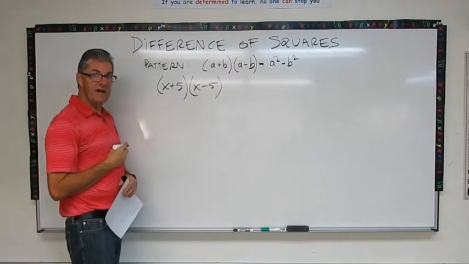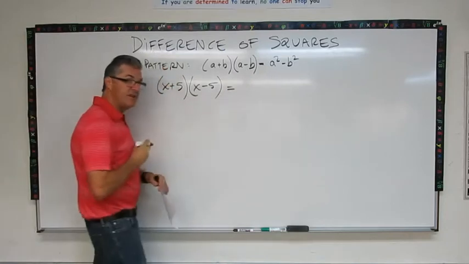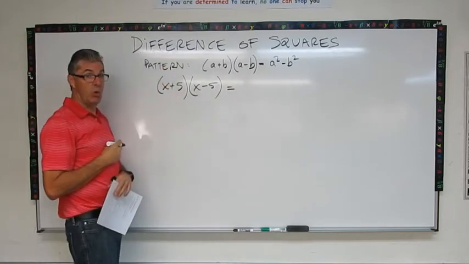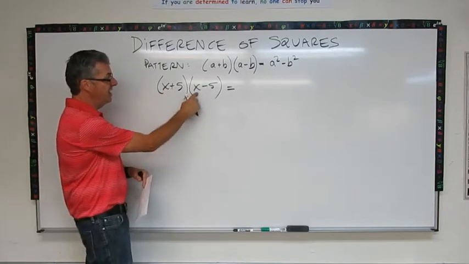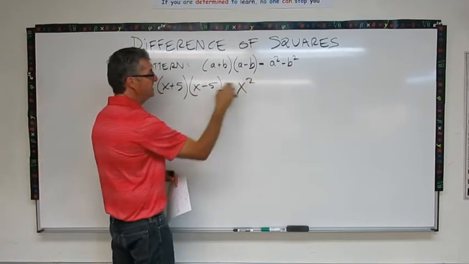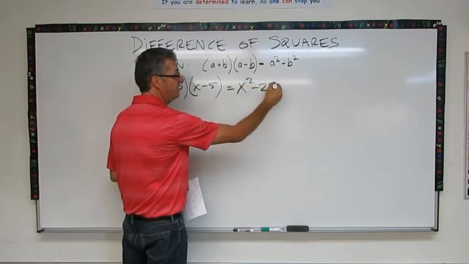Okay, x plus 5 times x minus 5. Just using this pattern, pause the video and see if you can do this in just one step. Okay, let's see how you did. It's just going to be x squared minus the second thing squared, so minus 25.